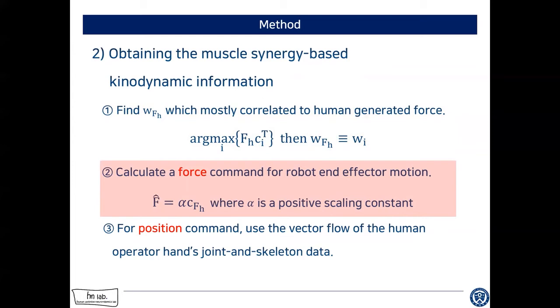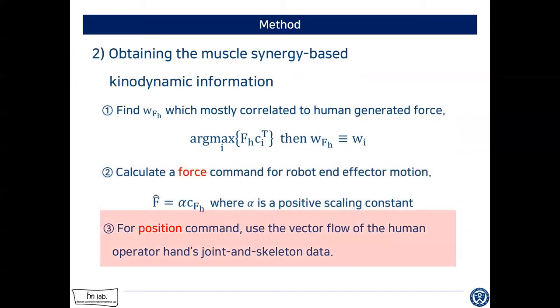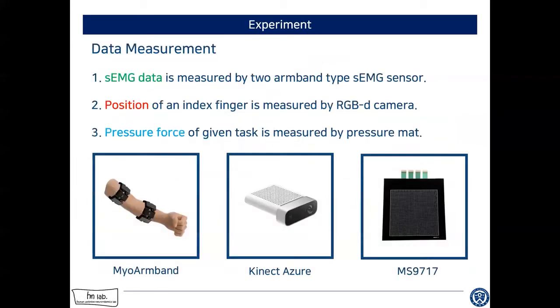The selected activation curve is used to obtain an estimated force. Finally, the position command can be directly generated from the human operator joint and skeleton data. In our experiment, we measured 3 types of data. SCMG data was measured by an armband type sensor. Position data was obtained by performing joint skeleton extraction from an RGBD camera, and pressure force, which will be referred to as task force, is measured by a pressure mat.